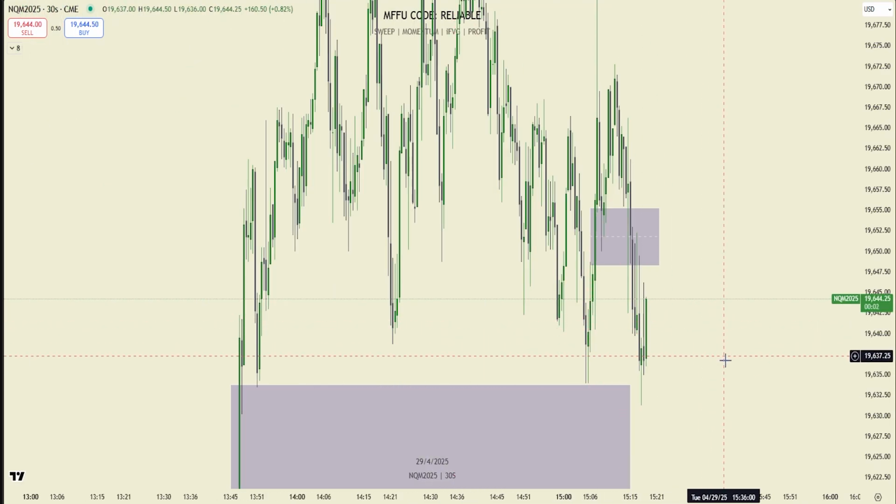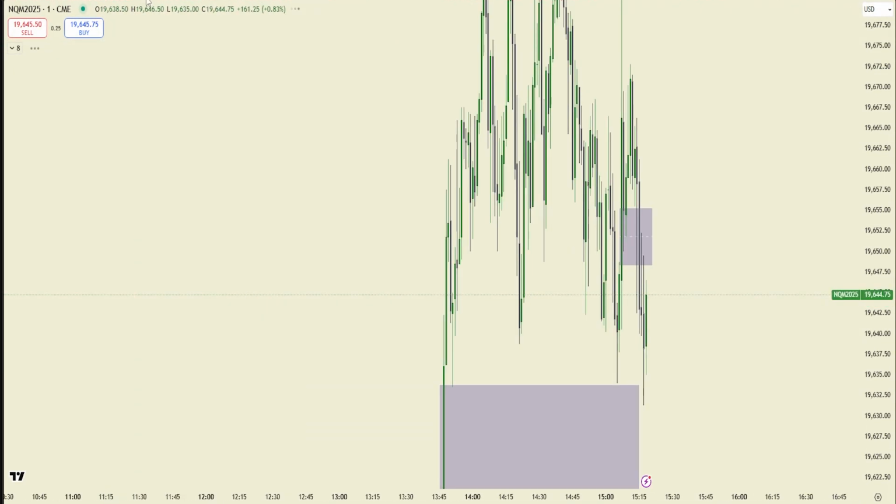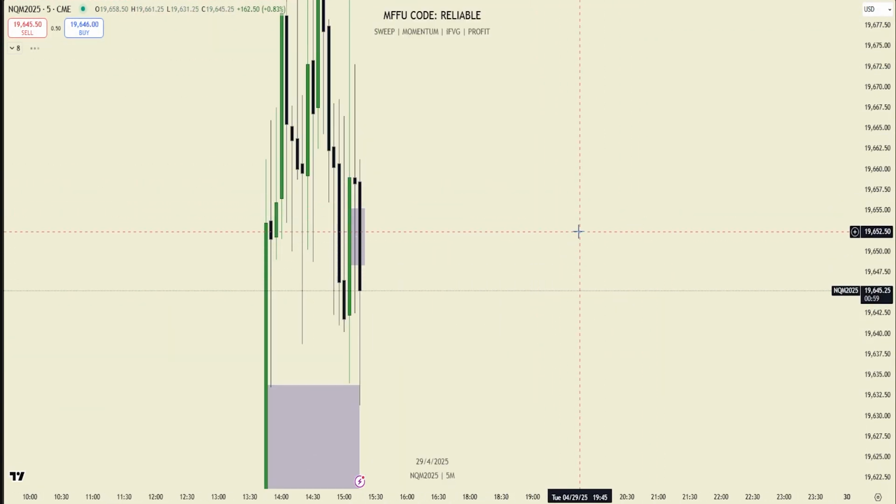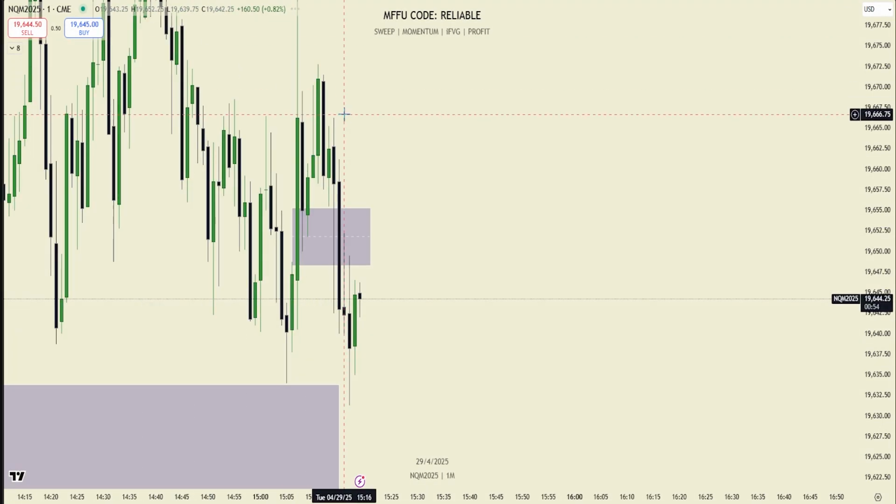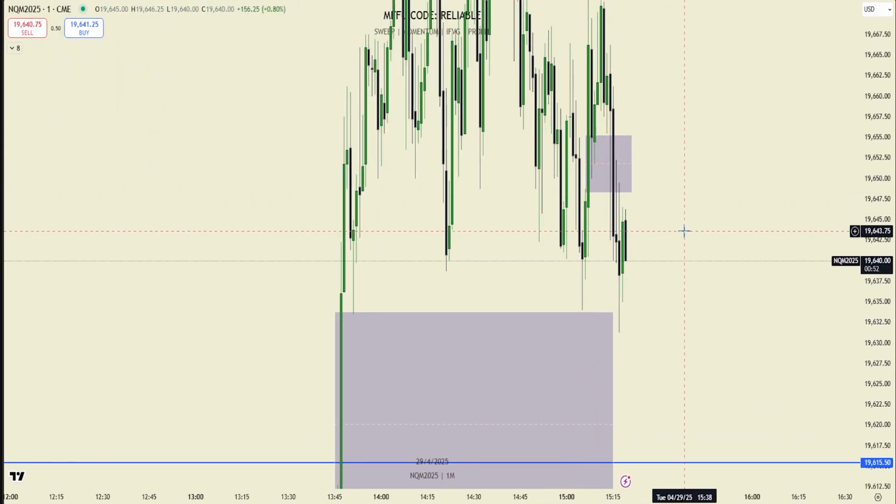But right now price is uncorrelated, pretty bad. That's another sign that we probably shouldn't be trading this. If you look, ES is making higher lows, whereas NQ is making lower lows. Whenever you see that, it's a sign that we're just not in good price conditions.